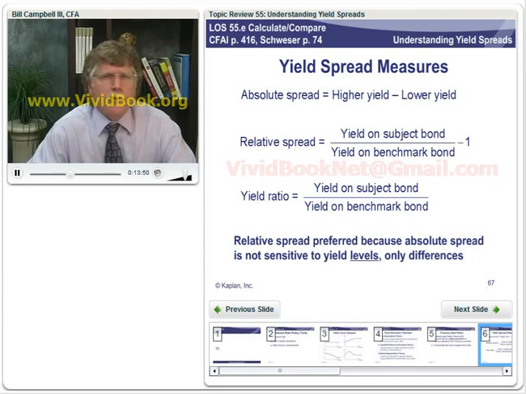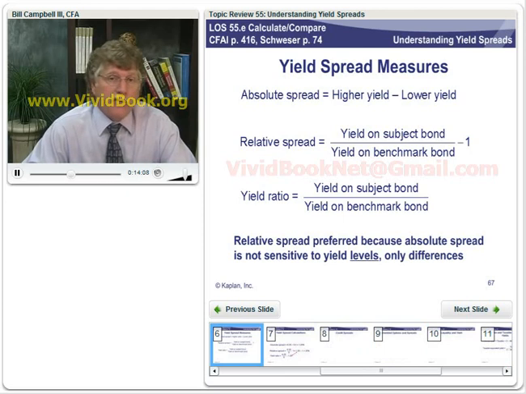Now, there are various ways that we can measure yield spreads. One way is what we call the absolute spread. Conceptually, very easy. We simply take the higher yield and subtract the lower yield. So if the yield on a 5-year corporate bond is 6.5% and the yield on the 5-year Treasury bond is 5%, 6.5 minus 5 gives a 1.5% absolute spread. Not necessarily conceptually the best spread to use, but it's very easy to compute, therefore it's very common.